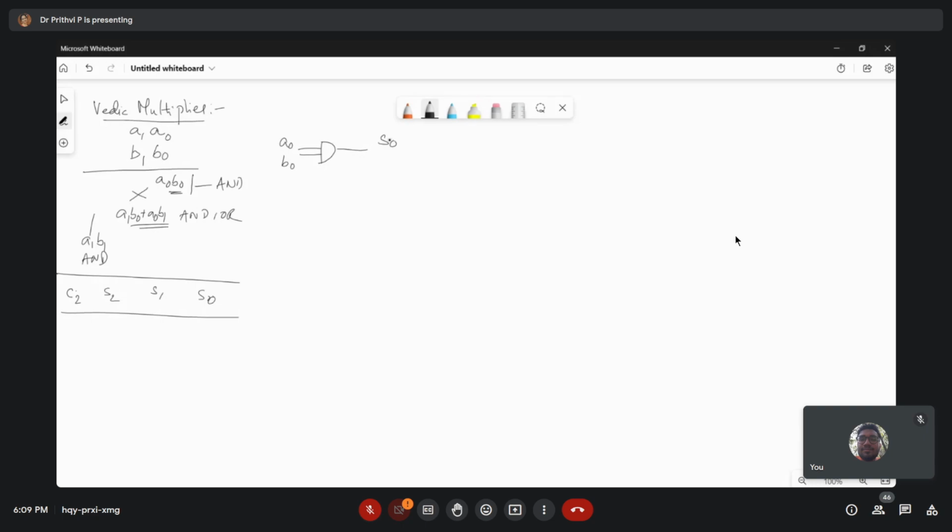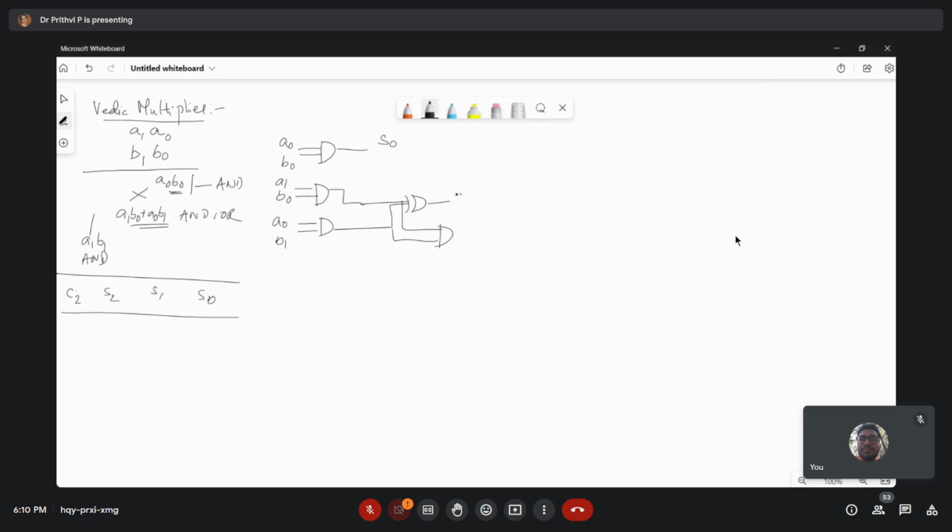Now this becomes S0, and this should be implemented with an AND logic for generating the product term. This is A1 B0 and A0 B1. Okay, now these two have to be taken into full addition format. Okay, so I take this to an XOR, and is this half adder or full adder? You let me know now. Is this half adder or full adder what you are taking?